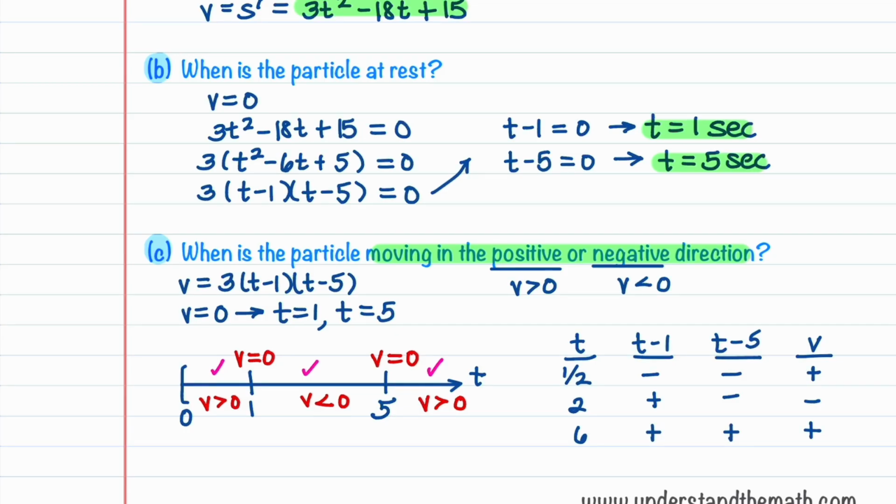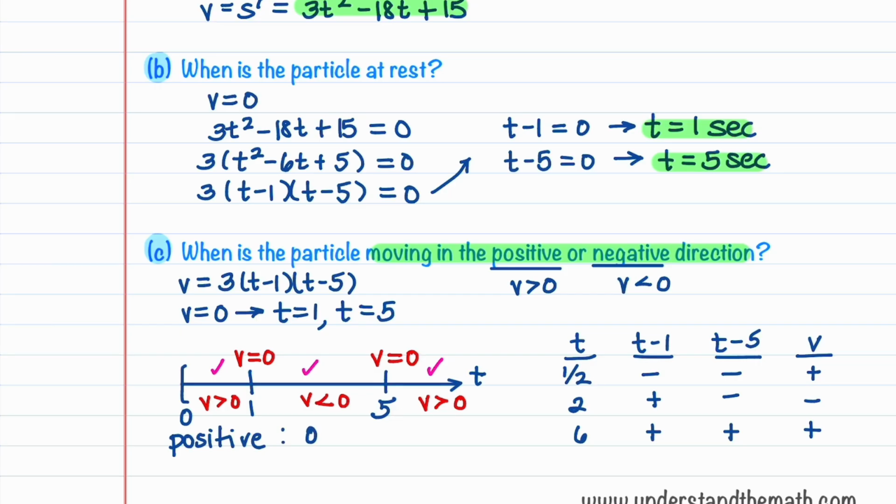We can conclude then that our particle is going to be moving in the positive direction when our velocity is greater than 0, and that happens in our first region when t is between 0 and 1, and then in our region on the right when t is greater than 5. Our particle is going to be moving in the negative direction in our middle region, and that is when t is between 1 and 5. It's moving in the positive direction for these values of t and the negative direction for those values of t.